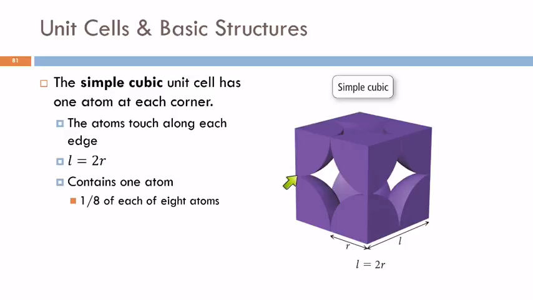These atoms are going to touch along the sides. You see that? This atom is touching the next one right here. And so the length of this side, which is the same as the length of this side, is going to be 2 times the radius of the atom. You okay with that? So the length of the side is equal to 2 times the radius of the atom.